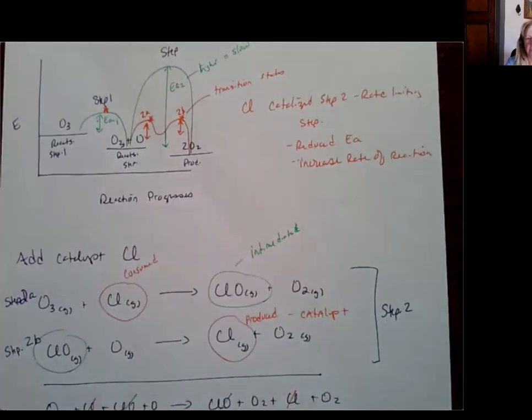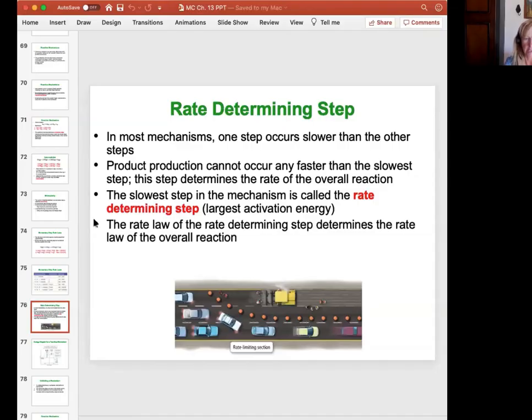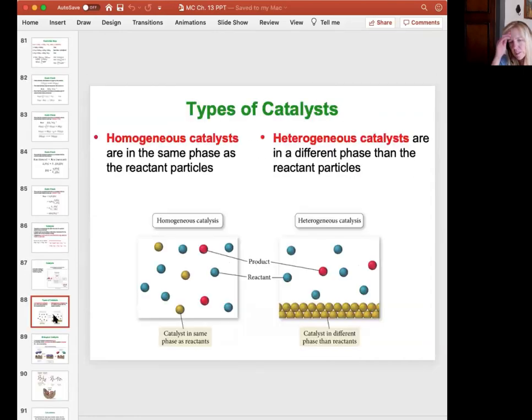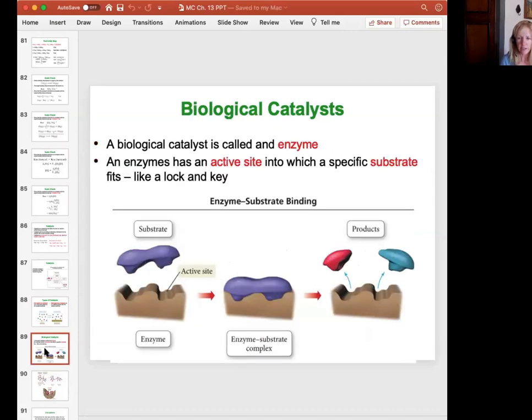We're just going to talk briefly, really quickly, about the different types of catalysts that are out there. We have homogeneous catalysts, which are going to be in the same phase as the reactant particles. So if all my reactants are in a gas, a homogeneous catalyst would be something that is in the gas phase. Biological catalysts are used a lot in our body, and so if you take biochem or any kind of biology class, you're going to talk a lot about enzymes.